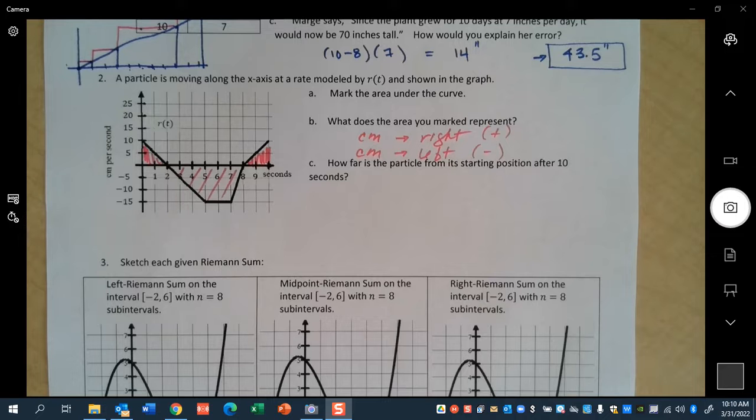So here, I'm moving at positive 10 centimeters per second, positive 5 centimeters per second. Here, I'm not moving at all. My rate is 0. Here, I'm moving to the left. This is where my particle turns around. That's where my maximum is going to be.